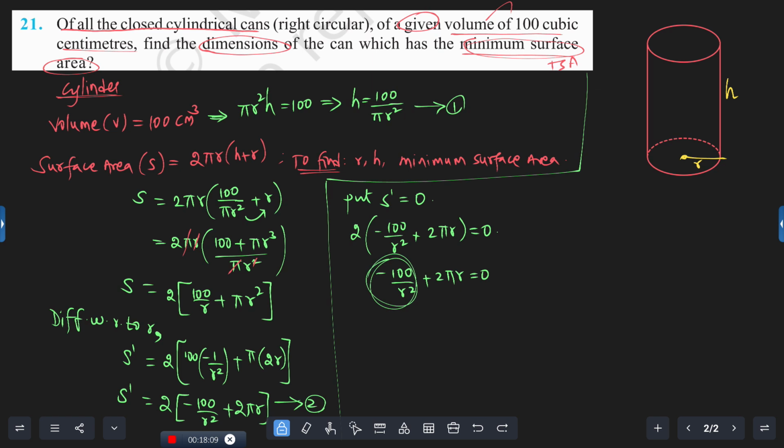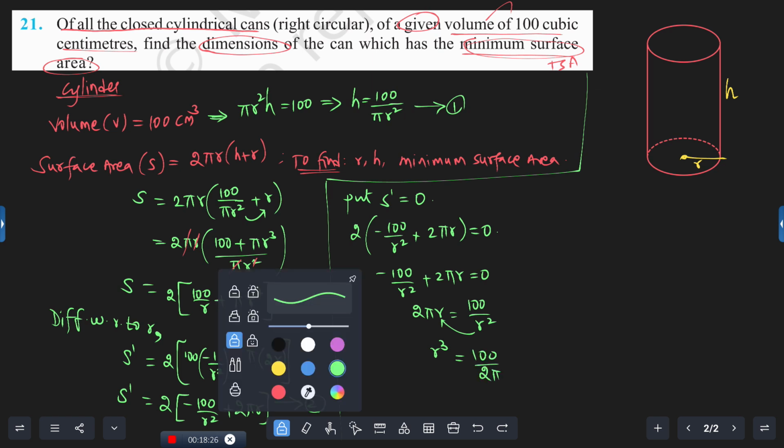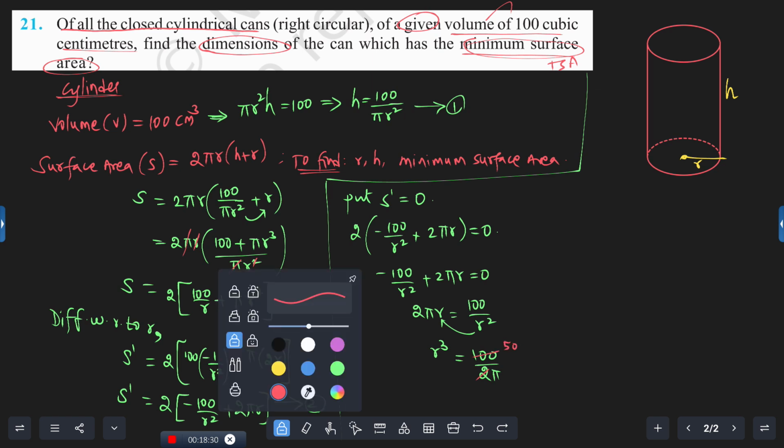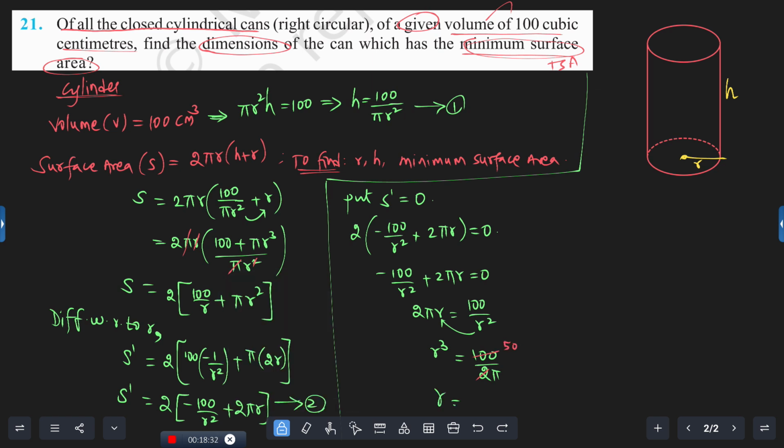Minus value, when you send it opposite, will be positive. Then 2 pi r is equal to plus 100 divided by r square. R square, when you bring this side, it will be r cube. 2 pi you send opposite, 100 divided by 2 times pi. Now you can cancel this. What is 1 times how many times? 50. So what is my r value? r is equal to 50 divided by pi.